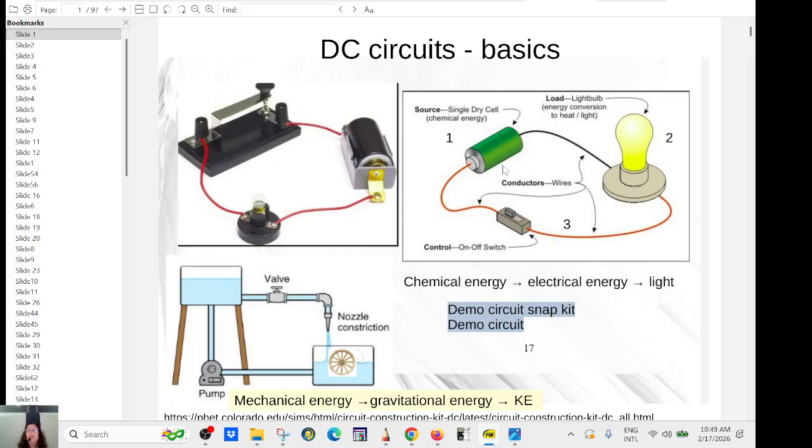So you have the power supply and you have the load. So energy, chemical energy, and then electrical energy, and then light and heat. Okay.